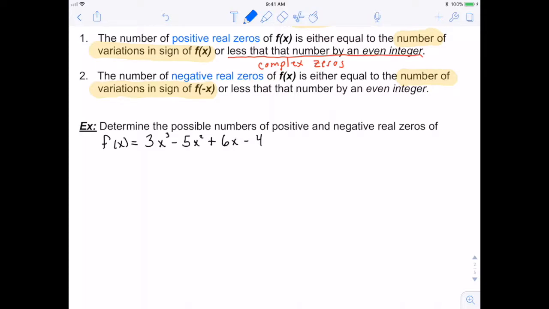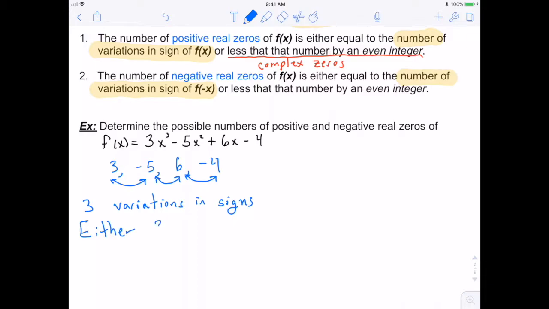So let's start. If we write down our coefficients here, we have 3, -5, 6, and -4, and we have a lot of variations in signs. We pick up 1 from going from 3 to -5. We pick up a second one from going from -5 to 6. And we pick up a third one going from 6 to -4. So we have 3 variations in signs. So this means we have either 3 or 1 real positive zeros.